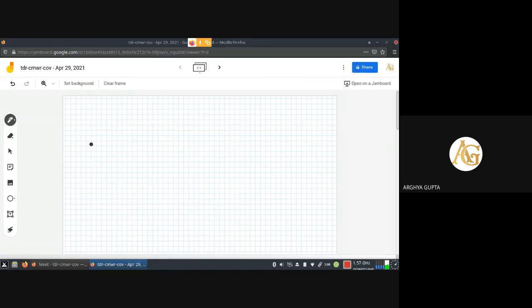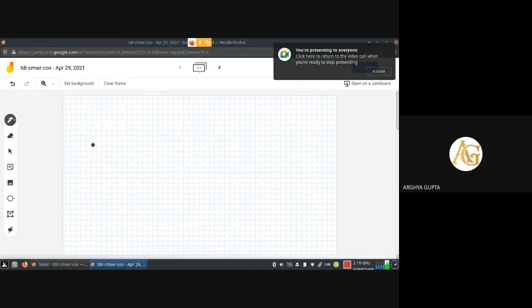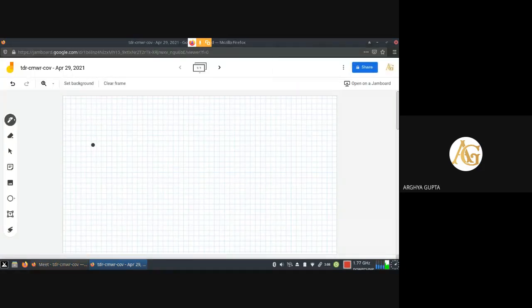So today we will solve some problems of free body diagram. How to analyze them and how to solve them, I'll tell you today. Let me draw the diagram first.